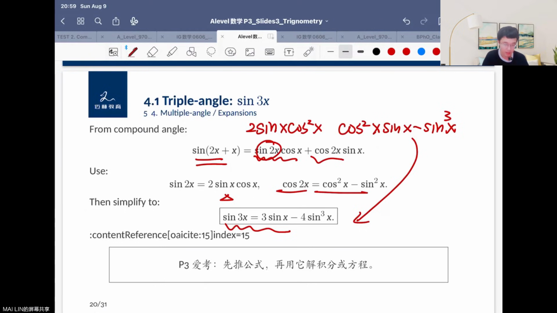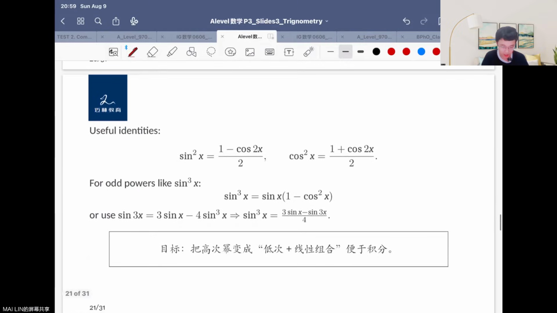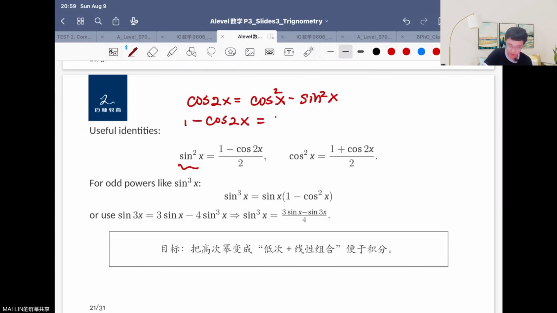Okay. So we can also have some other useful identities. For example, sine squared x. Because cosine 2x equals cosine squared x minus sine squared x, right, you can use 1 minus cosine 2x equals 2 sine squared x. Okay, so divided by 2, that is for a single sine squared x, right? Okay, that is for the sine squared x here. And we also have cosine squared x here. So cosine squared x equals (1 plus cosine 2x) over 2, okay?